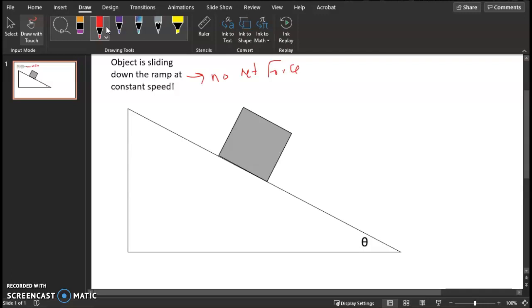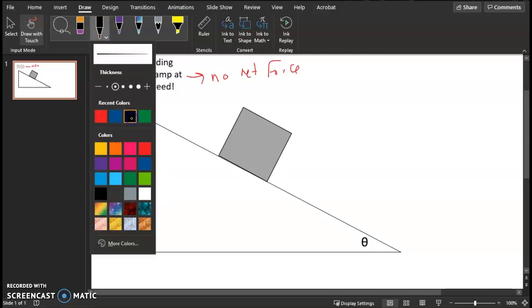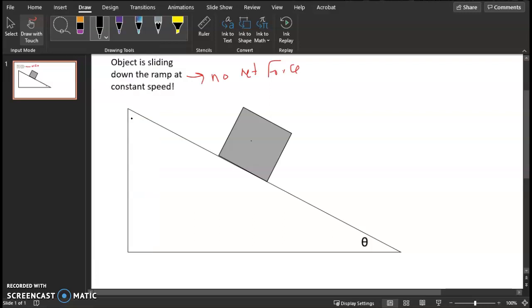Okay, so we are going to analyze the forces on here, and the first one you always start by drawing is the main one, the one that actually sends the object down the ramp. It's the reason the object would even slide down the ramp, and it is the object's weight. Its force of gravity, the object's weight, W-E-I-G-H-T.